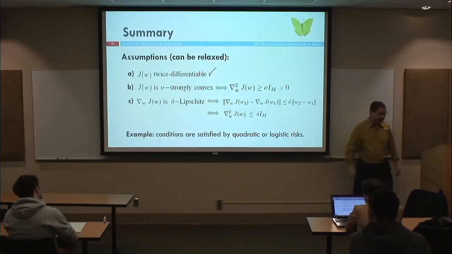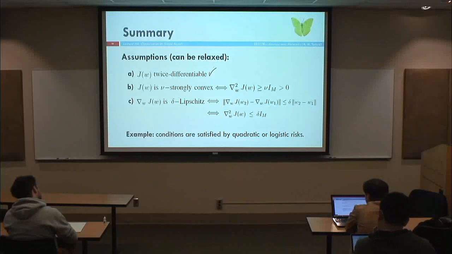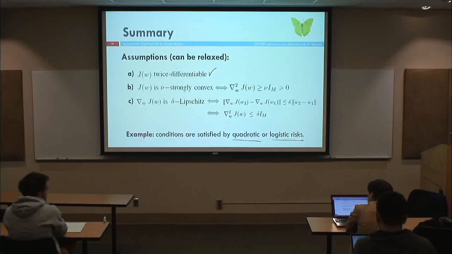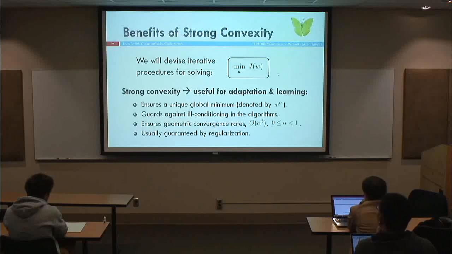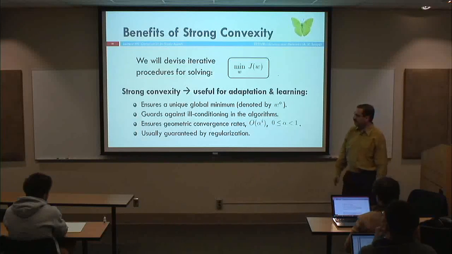Fine? And these conditions, A, B, C, they are satisfied at least by quadratic or logistic risks, but there are other risks, okay? Here it is. I'm just repeating what I just said. For quadratic risks, it's satisfied, and for logistic risks, this condition is satisfied. Okay? So this, again, is summarizing this part.